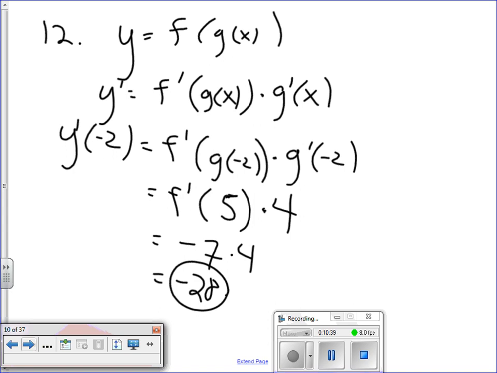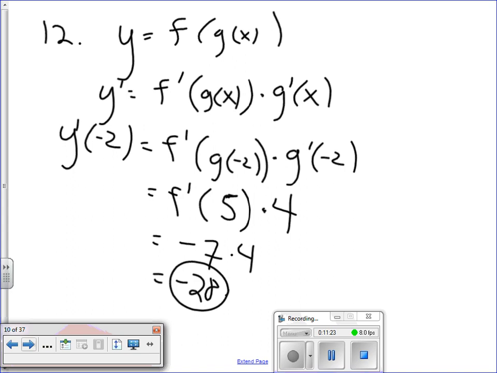The derivative of the outside function, f prime, evaluated at the inside function, so it's f prime of g of x, times the derivative of the inside function. You get the derivative first, and then you want to know what the derivative is when x is -2. Then you plug -2 in. So it's f prime of g of -2, and g of -2 is 5, times g prime of -2, which is 4. And then they tell you what f prime of 5 is. That's -7. So -7 times 4 is -28.